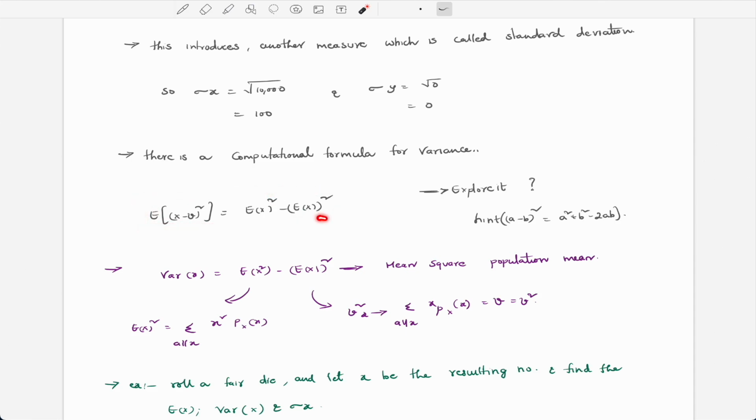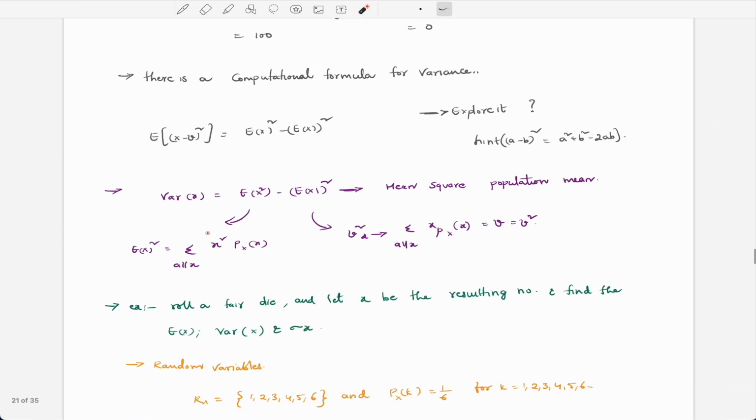I just want to give you a hint: (a minus b) whole square is equal to a square plus b square minus 2ab. This is a hint, and I want you to explore on your own, okay? I'm not a person who likes spoon feeding, so you have to do your part. If you research, it's a kind of assignment, so do it by heart.